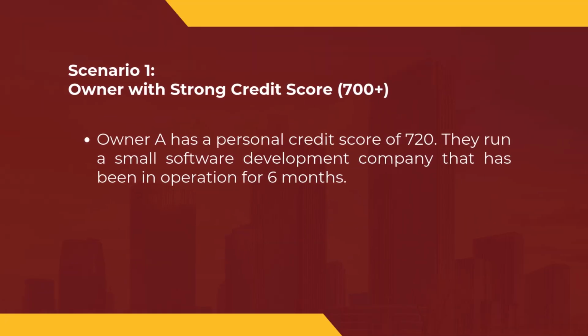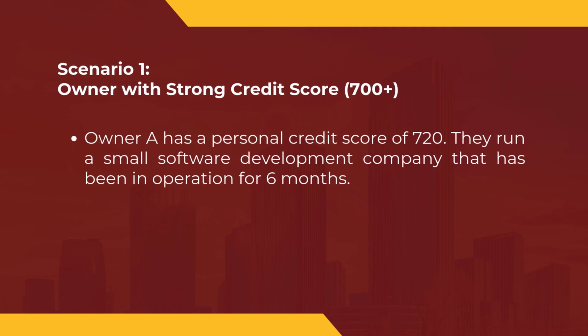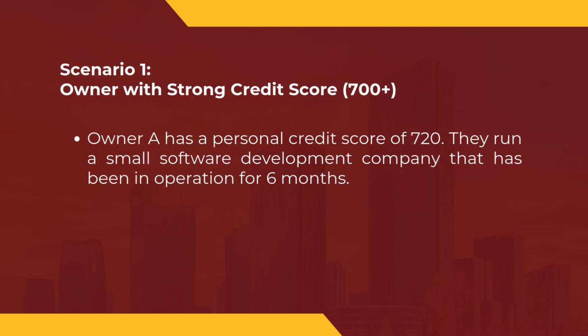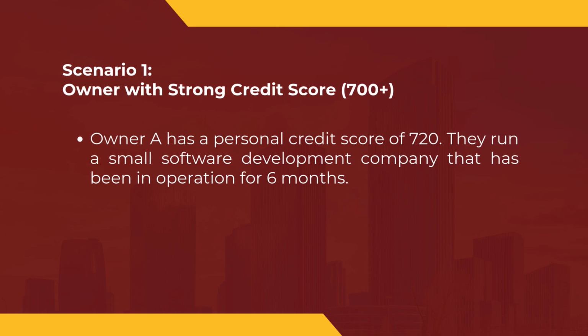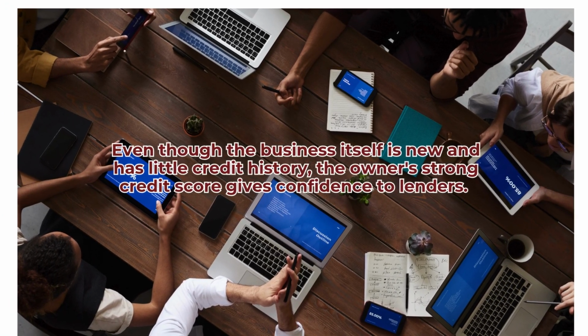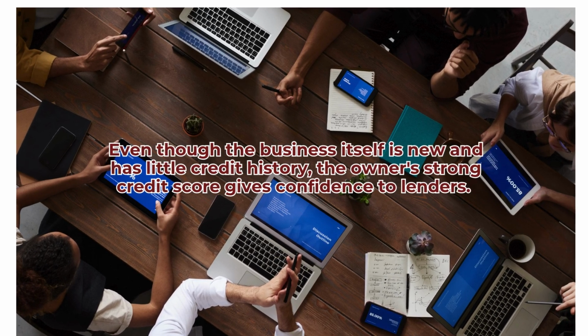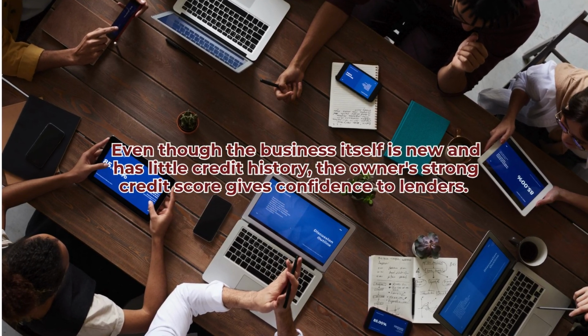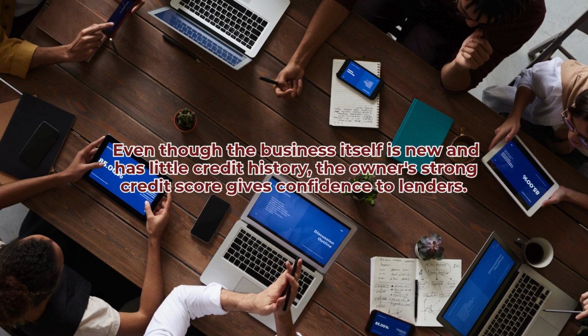For example, owner with a strong credit score, 700 and above. Owner A has a personal credit score of 720. They run a small software development company that has been in operation for 6 months. Even though the business itself is new and has little credit history, the owner's strong credit score gives confidence to lenders. The owner has a solid history of paying bills on time and managing debts well.